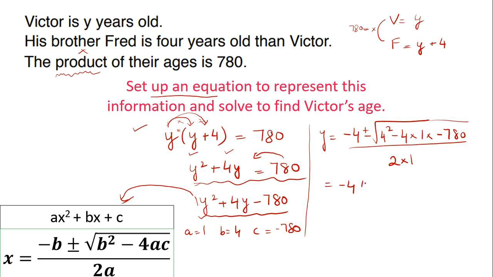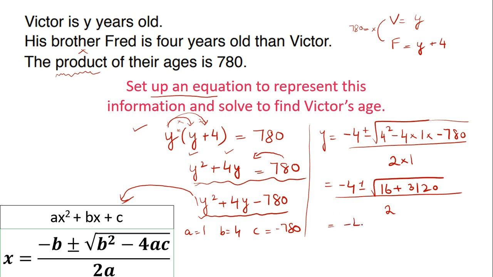Outside I have a negative 4 plus or minus. On the bottom you're supposed to have 2 because 2 times 1 is 2. And here I have a square root of 4 squared, which is 16. And then I have a negative 4 times a 1 times a negative 780. So 4 times 1 is just 4, and 4 times 780 is 3120. Now there's a negative 4 with a negative 780, so negative and negative turns positive. So 4 squared gives me 16, 16 plus 3120, and 3120 plus 16 gives me 3136.